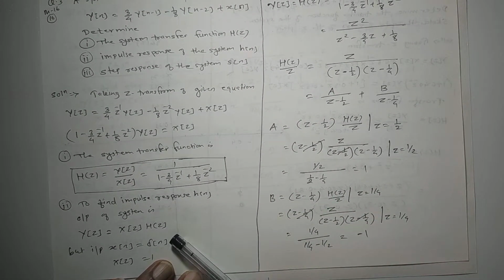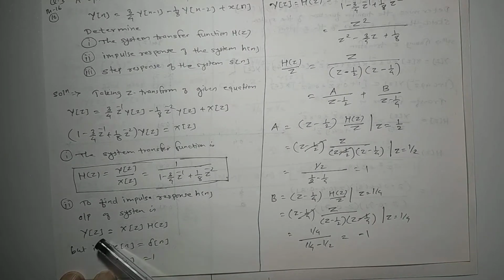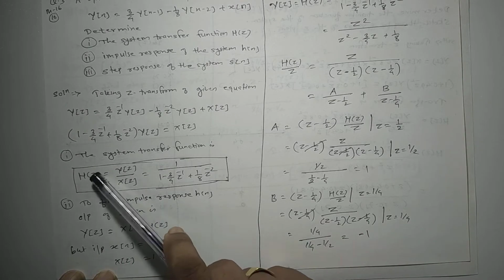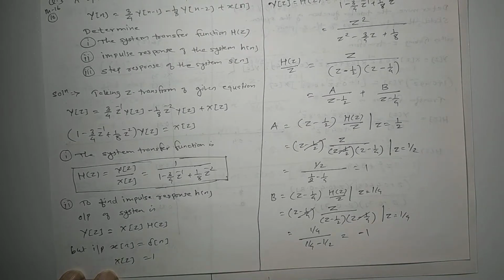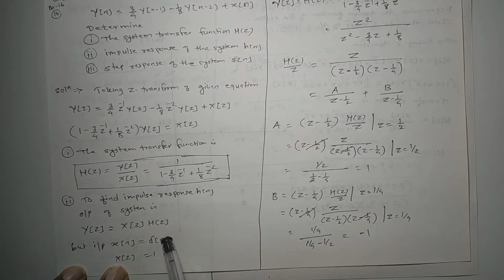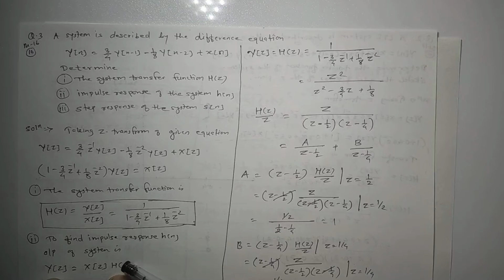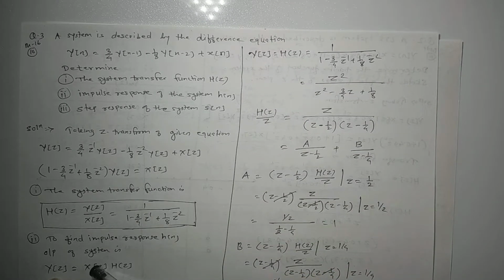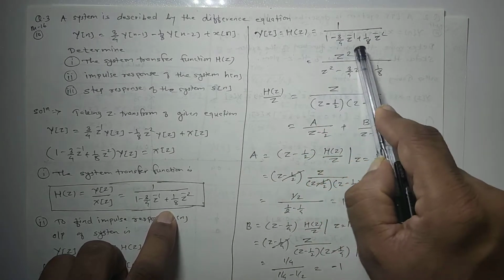The impulse response of the system we can obtain from the output equation. The output of the system is Y(z), which is equal to X(z) into H(z). But since we have to obtain the impulse response, we have to find the response for impulse input x(n) equal to δ(n). Taking its z transform, X(z) must be equal to 1, because the z transform of δ(n) is 1. Therefore Y(z) is equal to H(z), which is equal to this one.